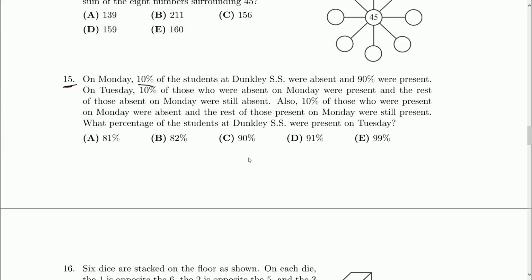On Monday, 10% of the students at Dunkley Secondary School were absent and 90 were present. Okay, that's how percentages work. They should add up to 100. On Tuesday, 10% of those who were absent on Monday were present, and the rest of those absent on Monday were still absent. Also, 10% of those present on Monday were absent, and the rest of those present on Monday were still present. What percentage of the students at Dunkley Secondary School were present on Tuesday?